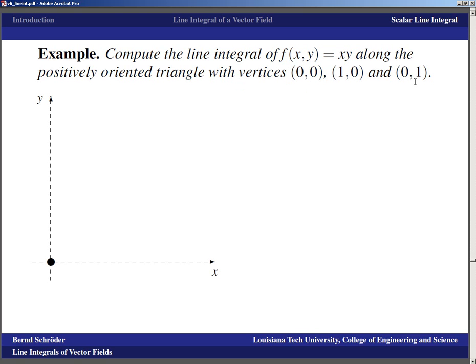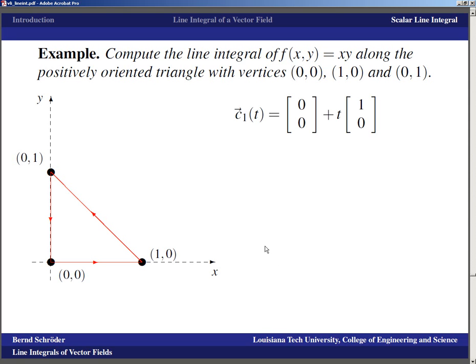Here's x, here's y, here's the point 0, 0, here's the point 1, 0, and here's the point 0, 1. Positive orientation means counterclockwise, and so that means we want to go from 0, 0 to 1, 0, from 1, 0 to 0, 1, and from 0, 1 back to 0, 0.